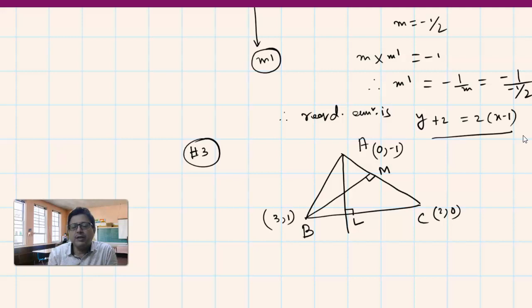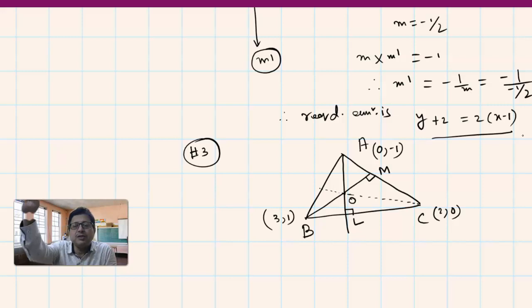The orthocenter is the point of intersection of AL and BM. Let this be O. You can also draw a perpendicular from C to AB, and it will pass through the same point. Those three altitudes are concurrent. The point of concurrency of these three is known as the orthocenter.